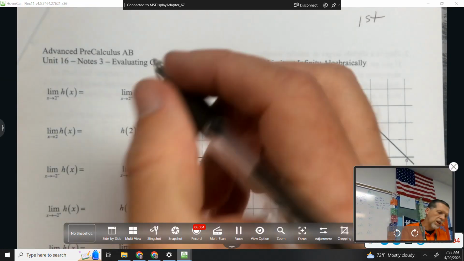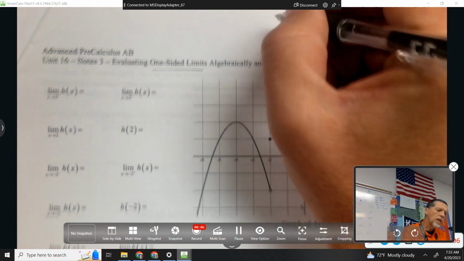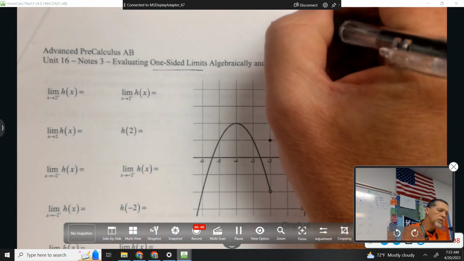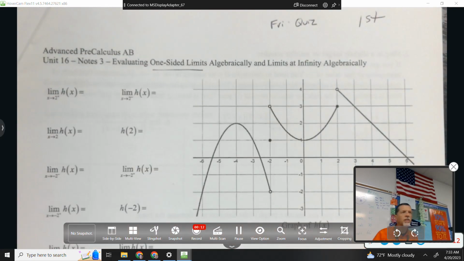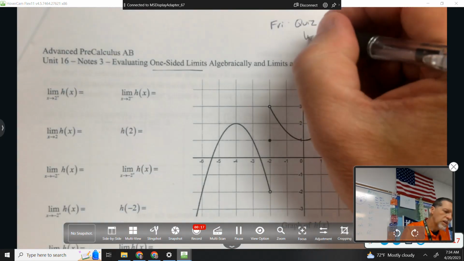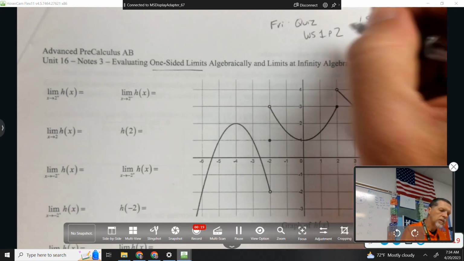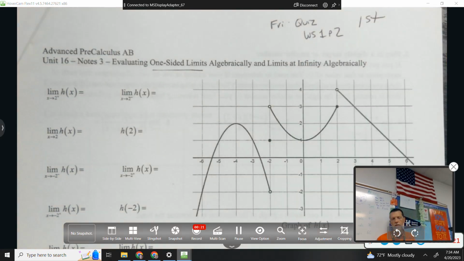Notes day 3, one-sided limits. Oh, reminder, tomorrow we have a quiz, but the quiz does not include notes 3. It goes up through notes 2. So the quiz is over worksheet 1 and 2. So if what we do today seems crazy, which I don't think it does, but if it does, it's not on the quiz. So you'll be okay.